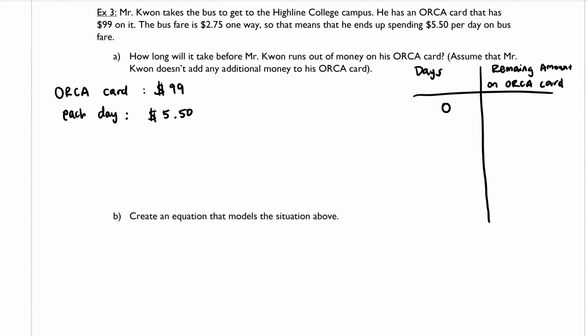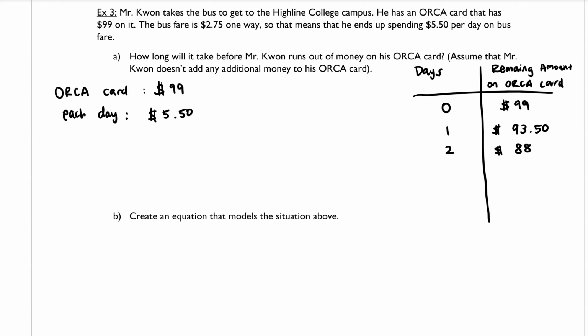So after 0 days, I haven't used any money. I'm still going to have the $99 on it. And after 1 day, I'm going to subtract $5.50 from the $99. So if I did that subtraction, I would get $93.50. And if I go an additional day, then I would subtract another $5.50, which would bring me to $88.